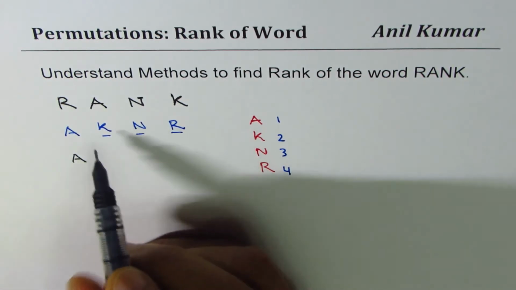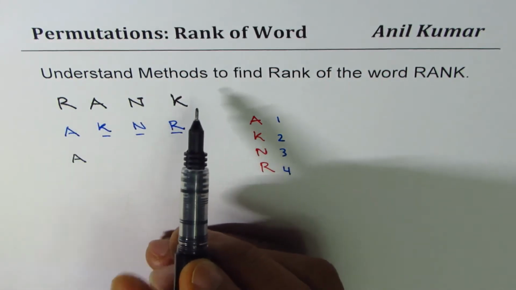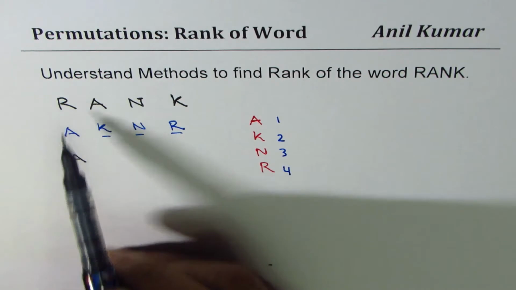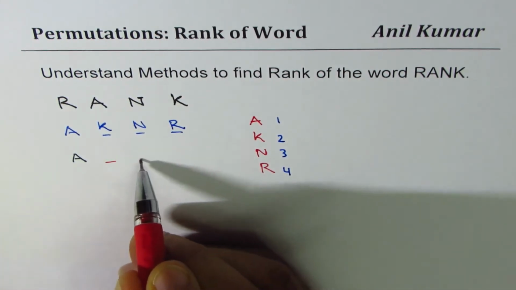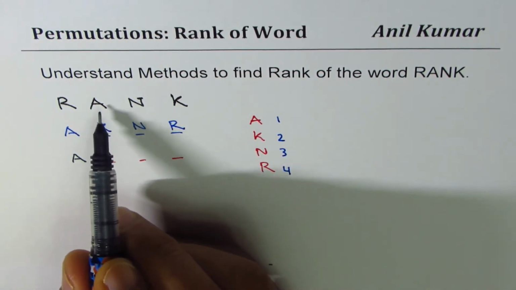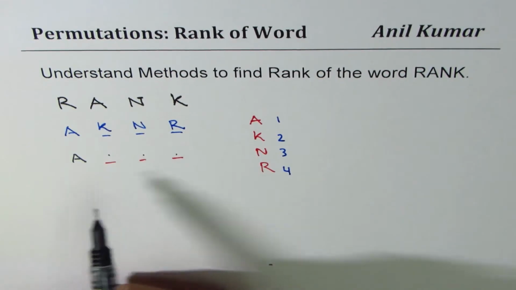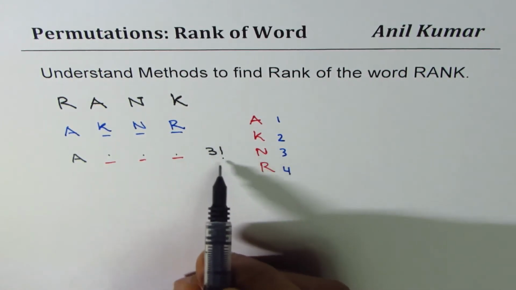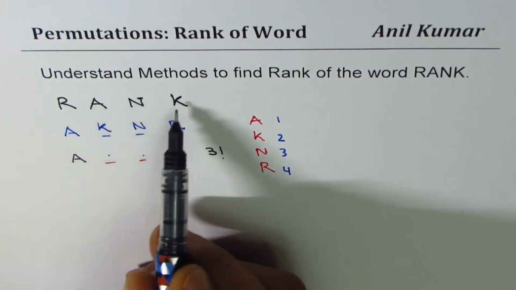Now, if I start with A, there could be many words which can be formed with rank. So if you go for permutations, the number of words which can be formed are a lot, right? 4 times, 3 times, 2 times, 1. If I start with A, then I could have permutations here, because the order matters, of these three letters. A we have taken care of, K, N and R, three letters. That means I could fill the space with 3 factorial ways. So there are so many words which can be formed starting with A and using the letters R, A, N, K. You get an idea.